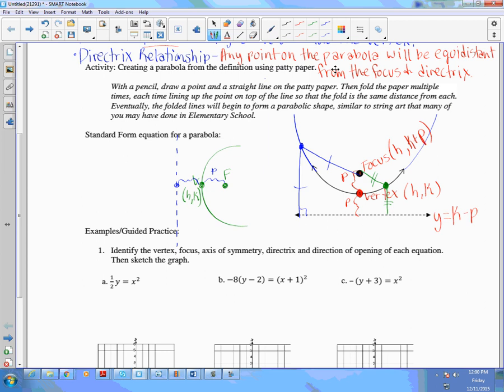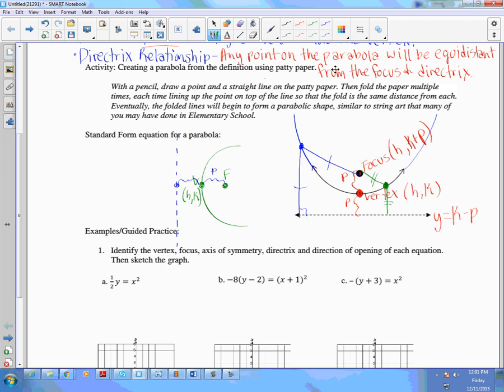Our directrix, actually, can you build this worksheet for me? I think it was blue. That's your homework.